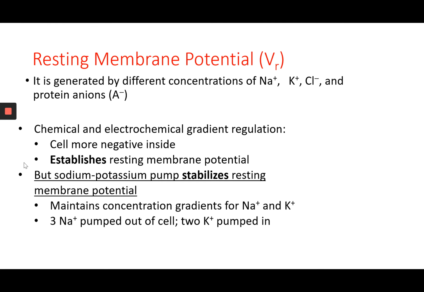The leakage channels and the sodium-potassium pump will stabilize the resting membrane potential, maintain that concentration gradient for sodium and potassium by pumping 3 sodium cations out of the cell and 2 potassium cations into the cell. So this establishes a more negative inside to a neuron, establishes that resting membrane potential, and then by utilizing ligand-gated, then voltage-gated channels, we'll be able to change this and create first a graded potential, then an action potential.